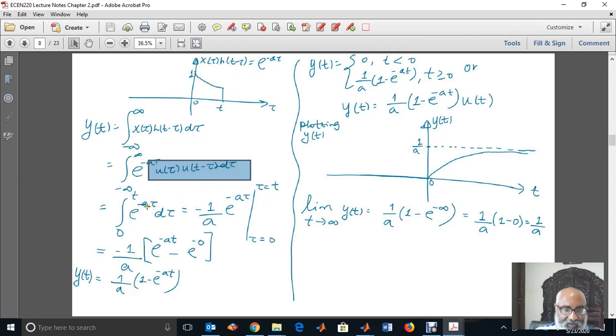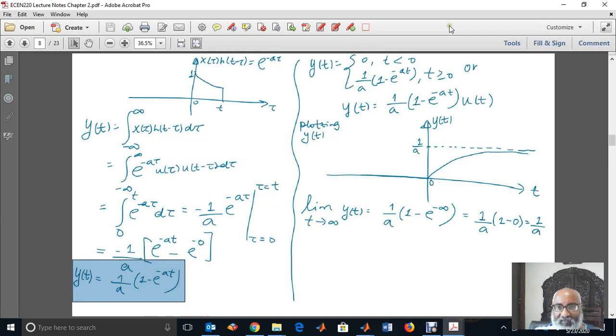Okay, then the integration of this will be, from the integration rule, negative 1 over a e to the power of minus a tau, evaluated from tau equal to t to 0. Then this will be e to the power of minus at minus e to the power of 0. E to the power of 0 is 1. Then I have a minus here. Finally, the result will be 1 over a times 1 minus e to the power of minus at. So the final output is y of t equal to 0 for t less than 0, and y of t equal to 1 over a times 1 minus e to the power of minus at for t greater than or equal to 0.